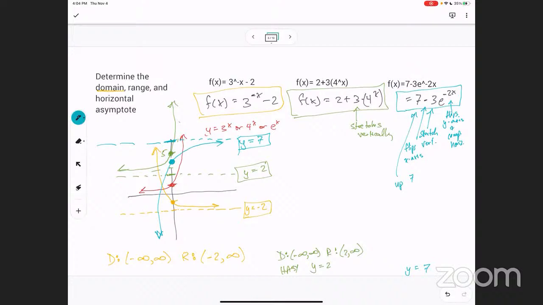So let's do the domain. What's the domain going to be? -infinity to infinity. Good. What's the range? -infinity to 7. Good. You can see that. Excellent. Not including 7. Perfect. There you go.